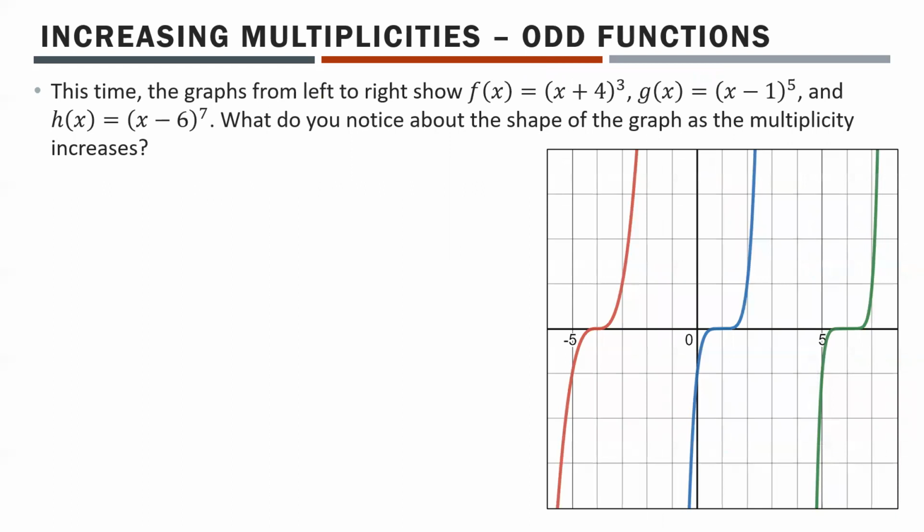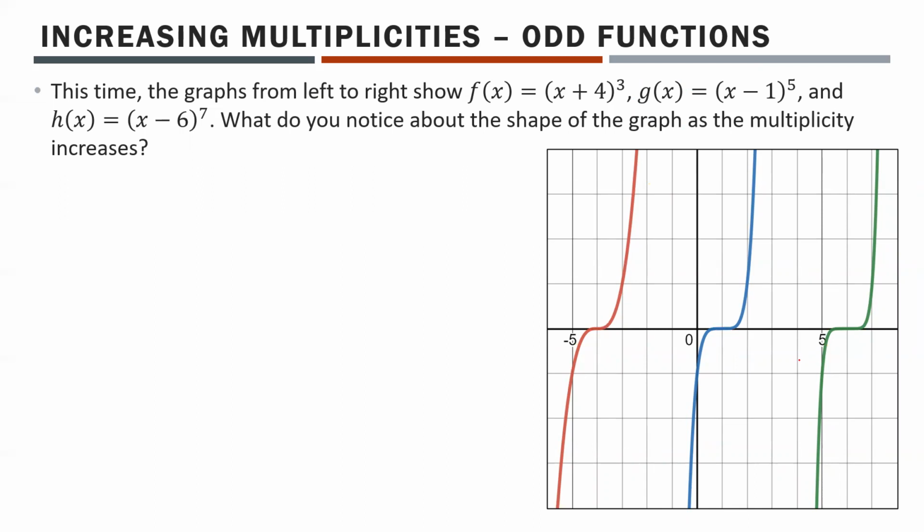For odd functions, something else happens here. From left to right, we see (x plus 4) cubed. So notice that's a pretty clear cubic graph. It's not passing straight through. That is certainly an odd multiplicity there. So a multiplicity of 3, of course. This next one is (x minus 1) to the power of 5. And this last one is (x minus 6) to the power of 7.